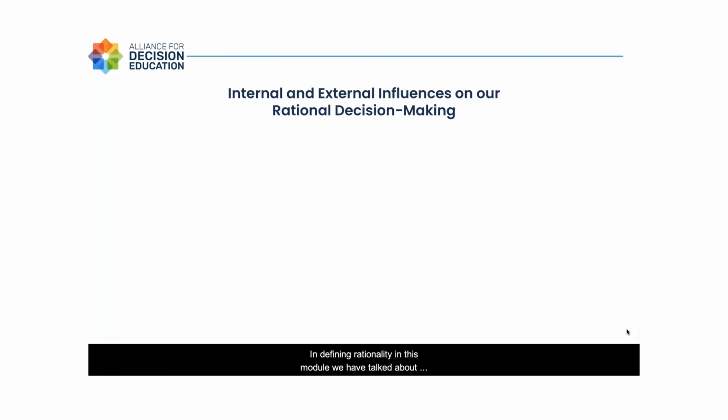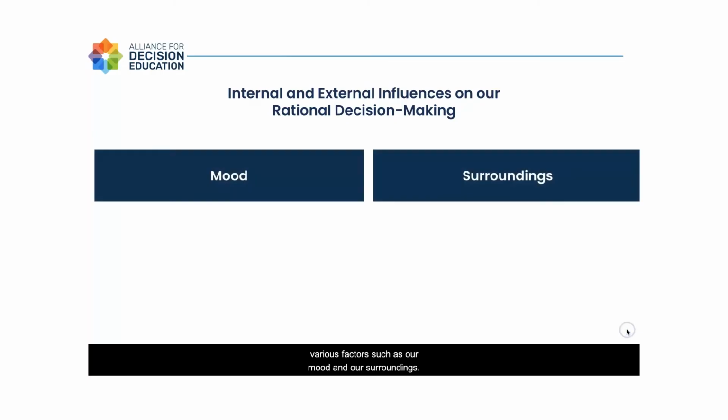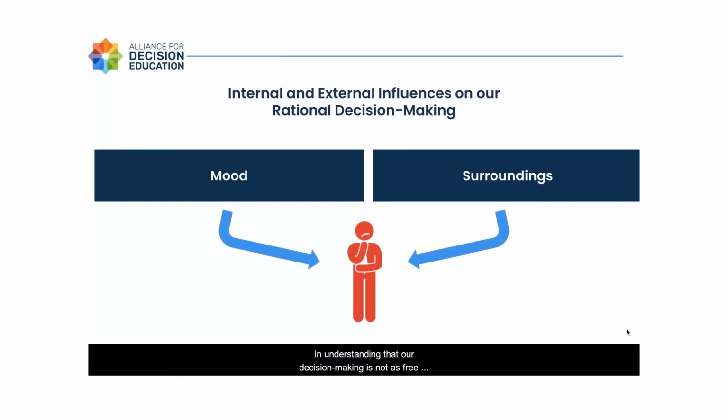In defining rationality in this module, we have talked about three main areas: making sense of and having an accurate understanding of the world, having stable and well-ordered values or goals, and behaving in ways that are consistent with what you care about. In this video, we're going to take a step back to explore some of the ways in which, unbeknownst to us, our rational judgment formation and decision-making can sometimes be influenced by various factors such as our mood and our surroundings. In understanding that our decision-making is not as free from interference as we may think, the importance of developing skills for valuing and applying rationality becomes even more striking.